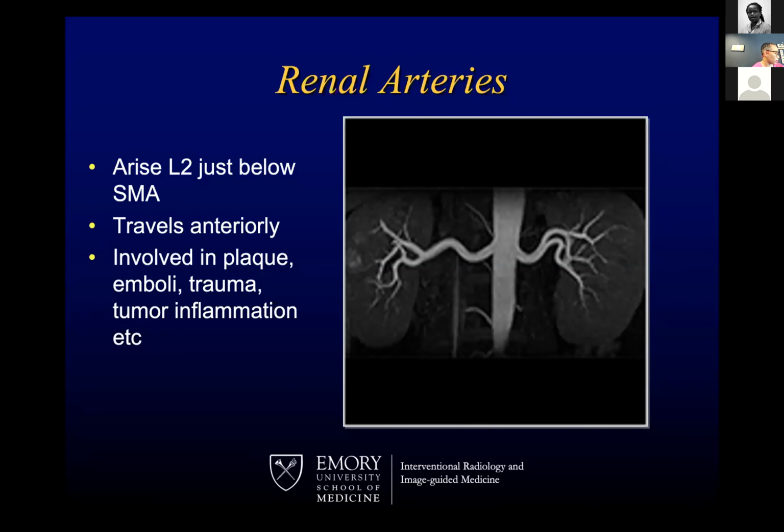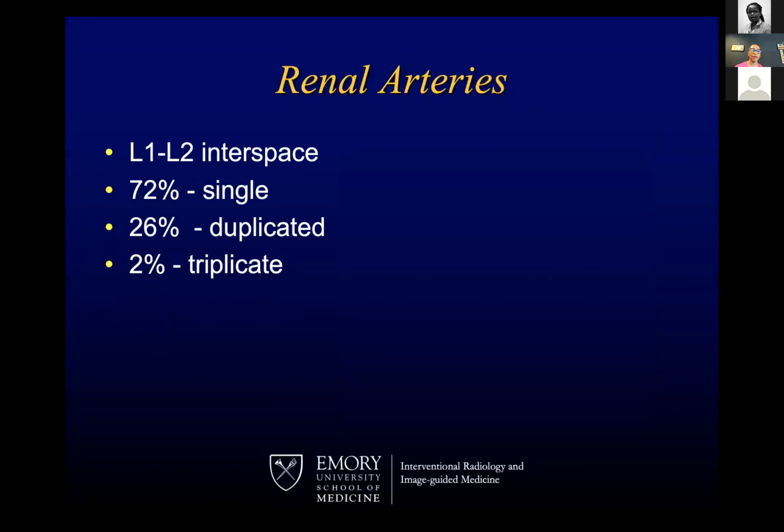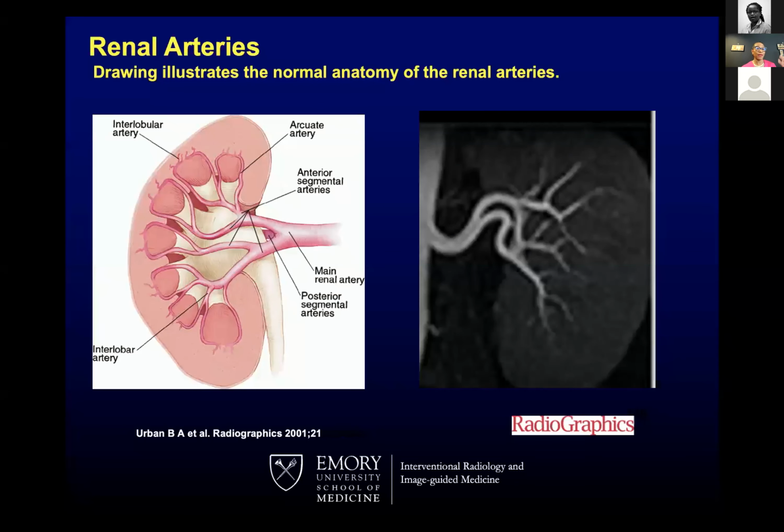Dr. Gichoya is going to take the rest of the floor just to talk about diseases that arise from the renal arteries. Since we're talking about the arterial anatomy, just remember the renals are paired, that they come off somewhere between the L1 and L2 interspace. A vast majority of people have just one left and one right, but remember, you can have duplicated renal arteries, and sometimes you can have triplicated renal arteries.